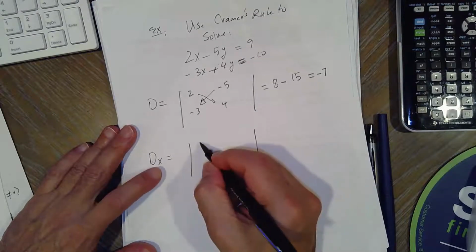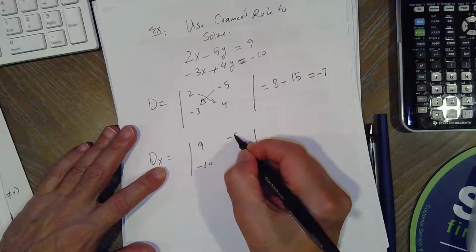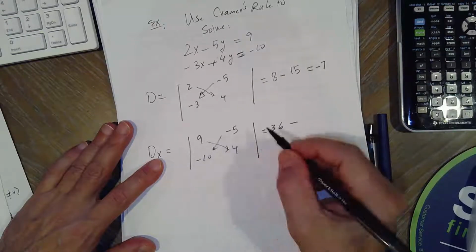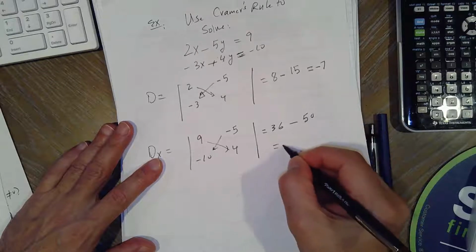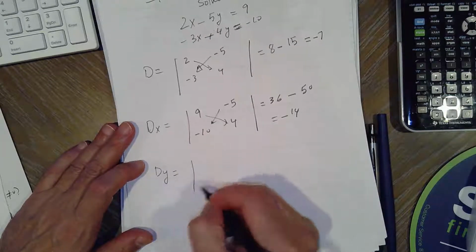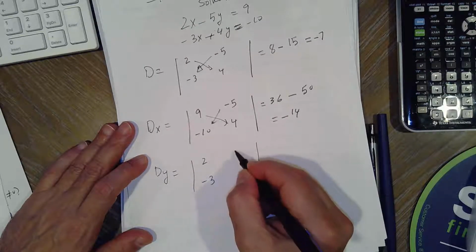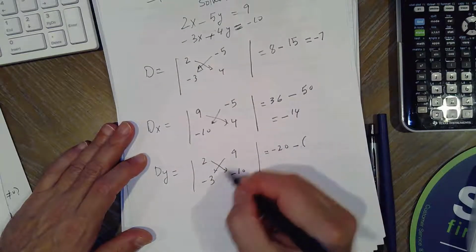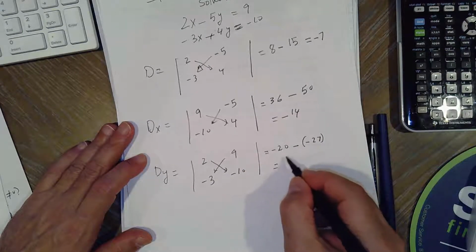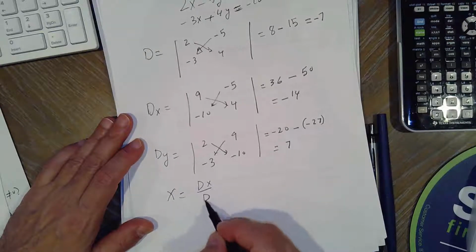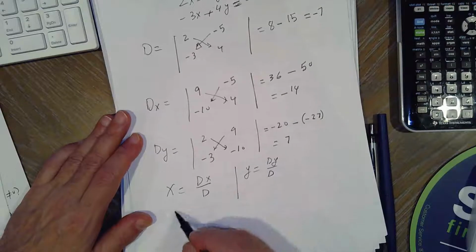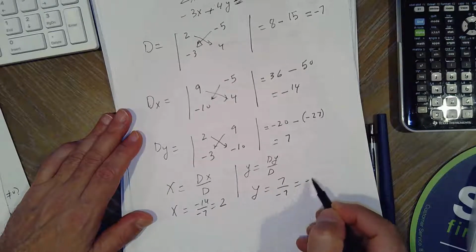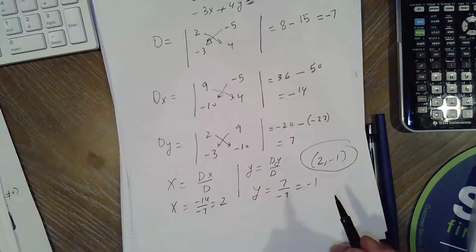Dx, we put the constants in the x spot, and then the y's stay put. 9 times 4 is 36, minus negative 10 times negative 5 is 50, that's negative 14. Dy, we put the x coefficients in their spot, the constants in the y spot. 2 times negative 10 is negative 20, minus 9 times negative 3 is negative 27, so it's just 7. Now x is dx over d, y is dy over d, so negative 14 over negative 7 is 2, 7 over negative 7 is negative 1, so (2, -1) is the solution.